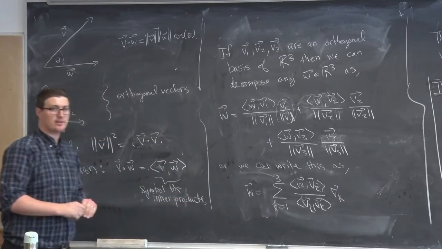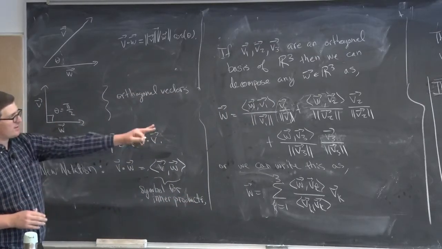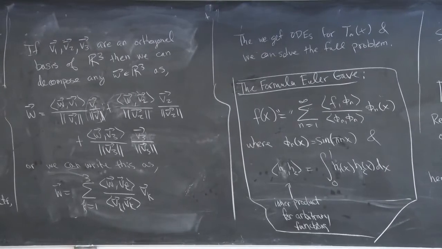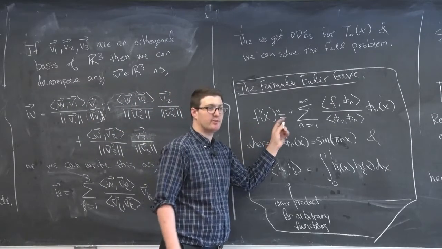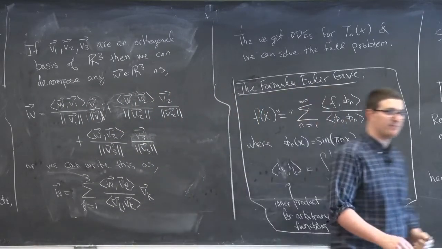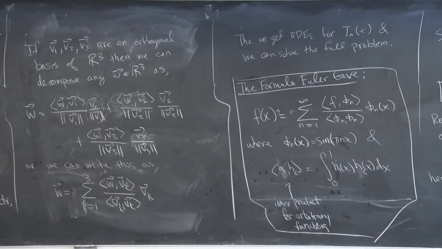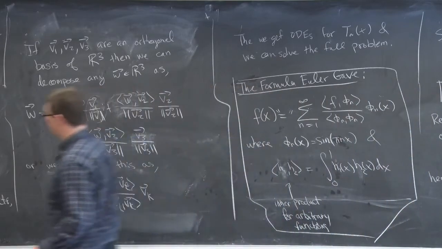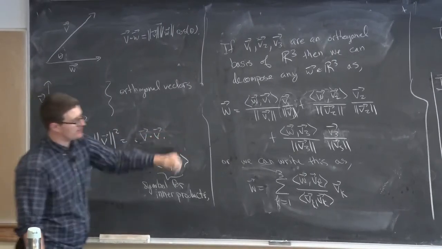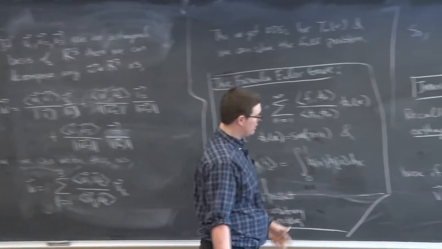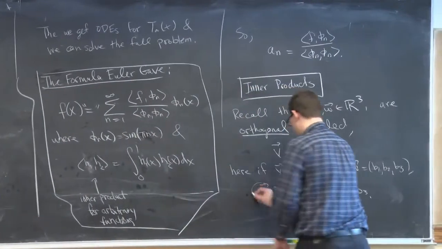Does that look familiar to that formula over there? This formula about decomposing into constituent parts is the same thing as this formula here, or a version of it. What we're going to do is replace this inner product, the usual dot product over here, where this is the formula for the dot product.